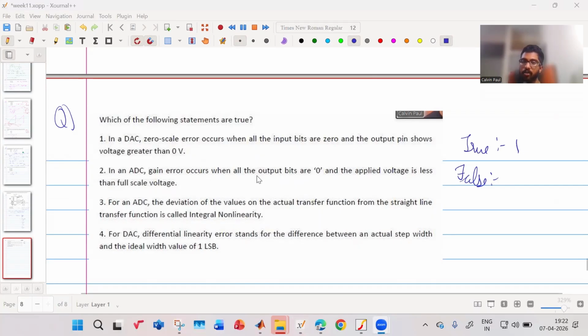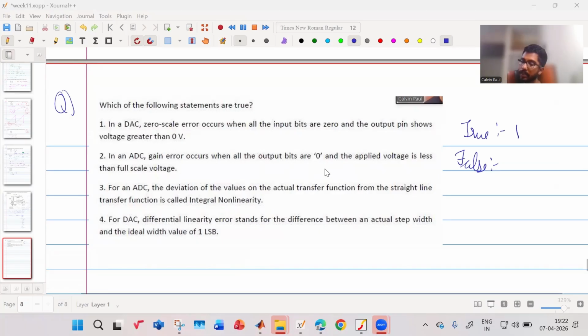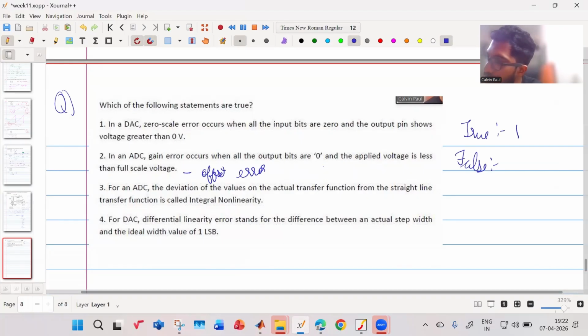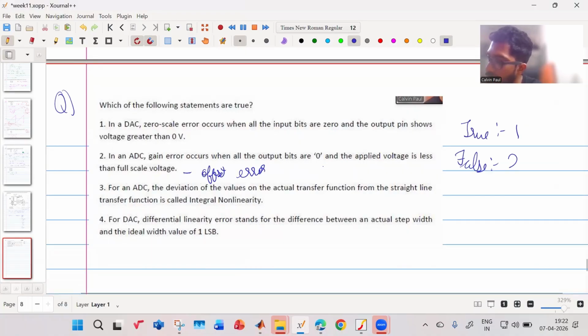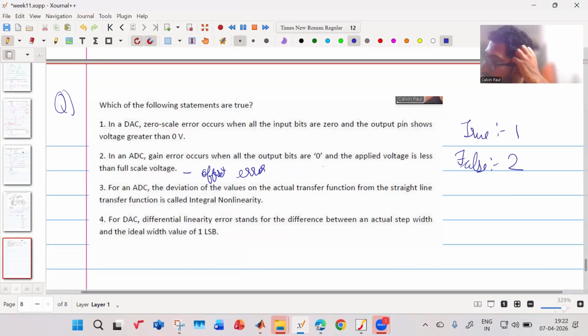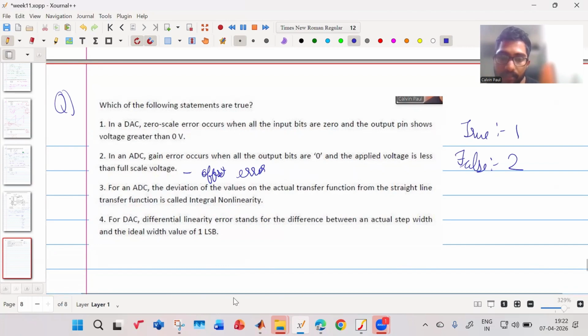See, gain error occurs when all the output bits are 0 and the applied voltage is less than full scale voltage. 2 is true? No, 2 is false. If all the output bits are 0, it corresponds to offset error. It is dealing with offset error. So that's why 2 is false. Now, for an ADC, the deviation of the values on the actual transfer function from the straight line transfer function is called what? Is it called integral nonlinearity?